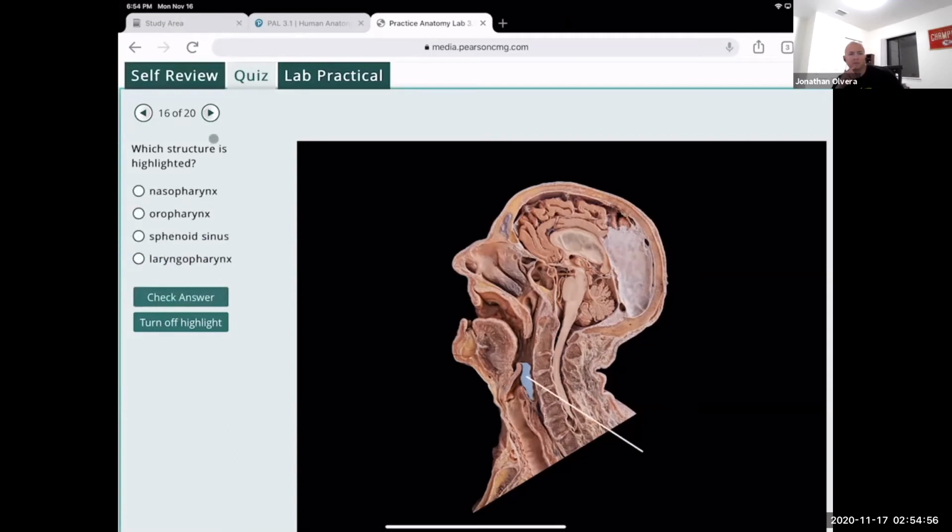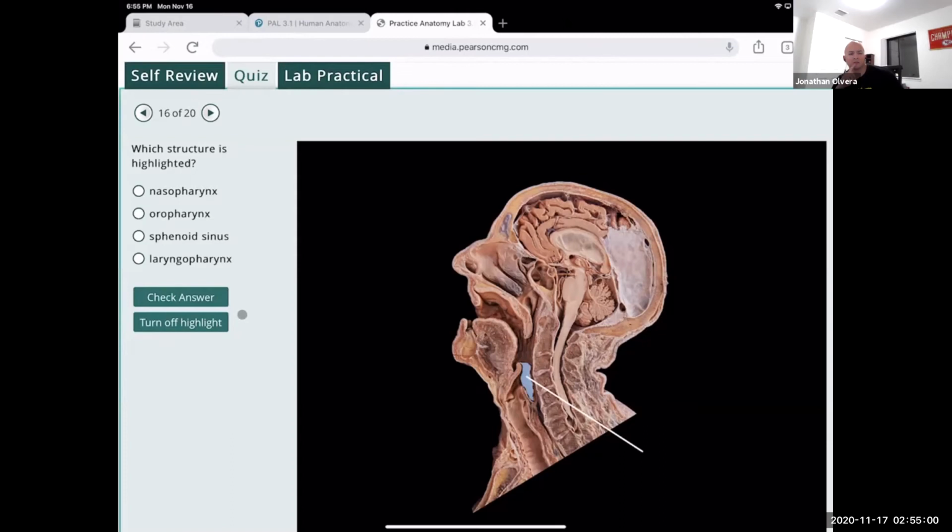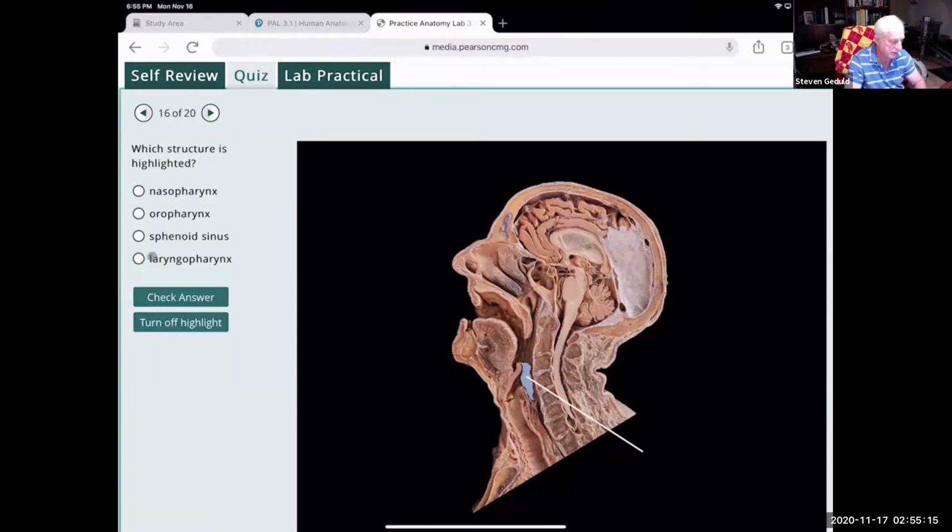16. And what structure is highlighted here? Larynx. Laryngopharynx. Remember, the pharynx has three parts: the nasal, the oropharynx, and the laryngopharynx. This is the laryngopharynx because here's your larynx. Larynx is the beginning of the trachea where the epiglottis closes over. So that's your laryngopharynx.